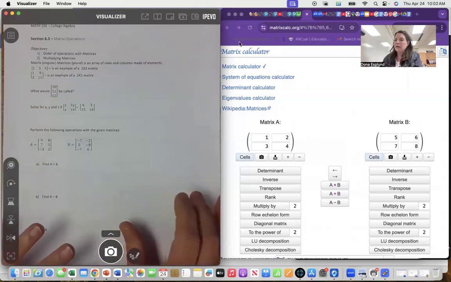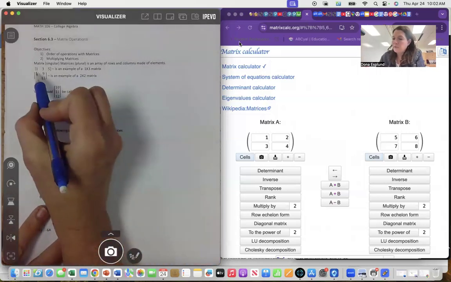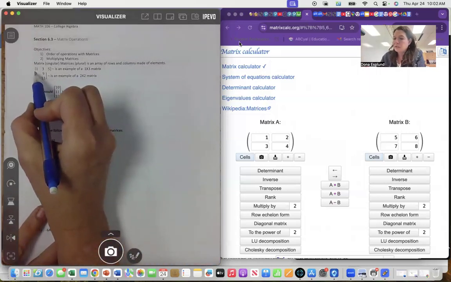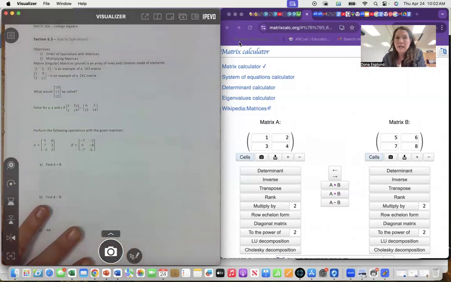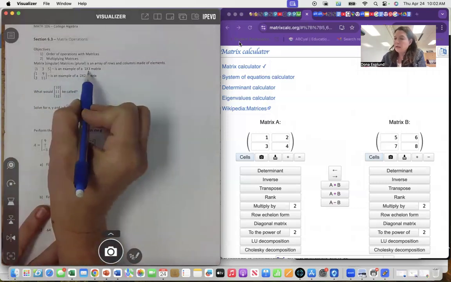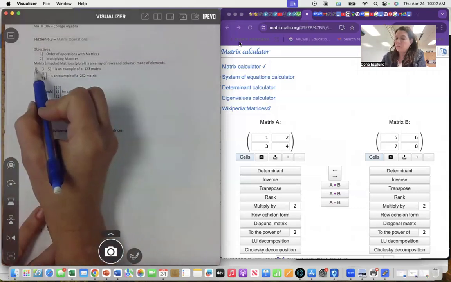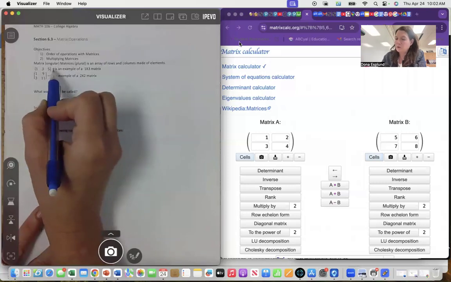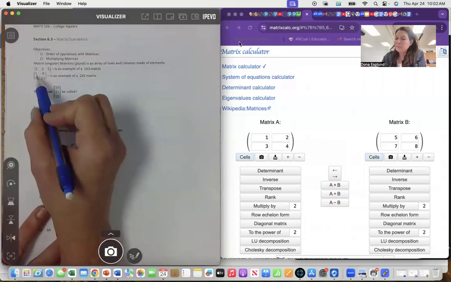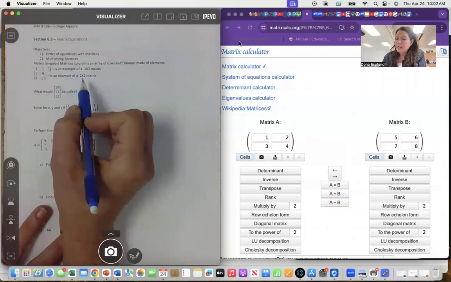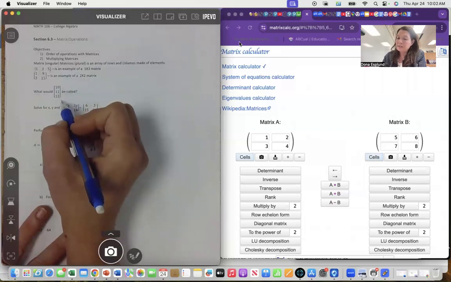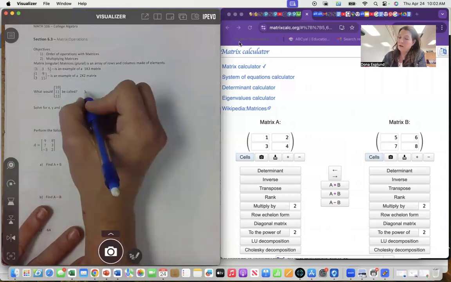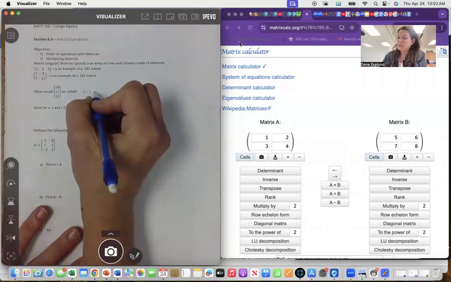So jumping in on your 6.3, notice that the first one, a matrix usually represented with brackets on the sides, is considered a 1 by 3 matrix. In other words, you have one row, but three columns. This is an example of a 2 by 2 matrix. And this next one, when it's this way, would be called a 3 by 1 matrix.